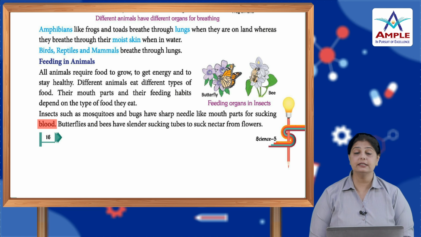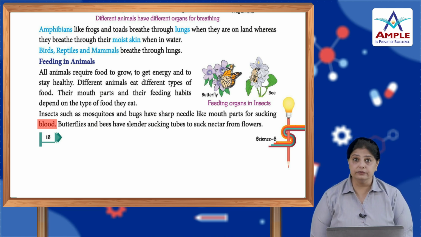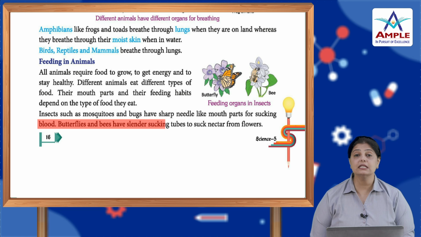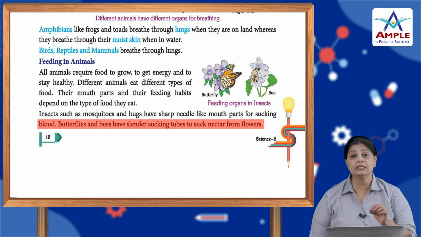So, mosquitoes and bugs survive on the blood of other organisms. They have needle-like mouth parts which help them to suck the blood. Butterflies and bees have slender sucking tubes to suck nectar from flowers. So, butterflies and bees have a sucking tube because they suck the nectar which is inside the flower.